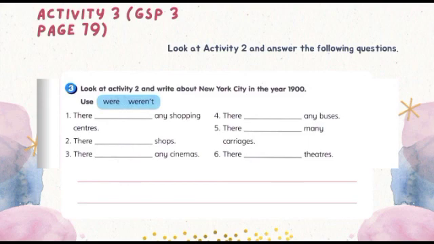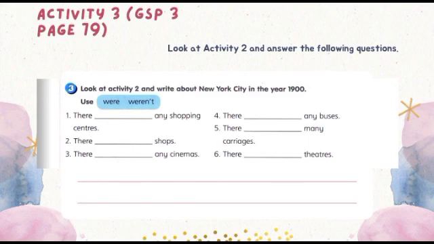Number 3. Were there any cinemas? Ada tak panggung wayang masa tu di New York City? Okay, sama juga ya. Untuk semua soalan, isi were atau weren't. Okay, number 4. Were there any buses? Ada bus tak masa tu? Okay. Number 5, right? Were there many carriages? Ada tak banyak kereta kuda di New York City pada masa tu?